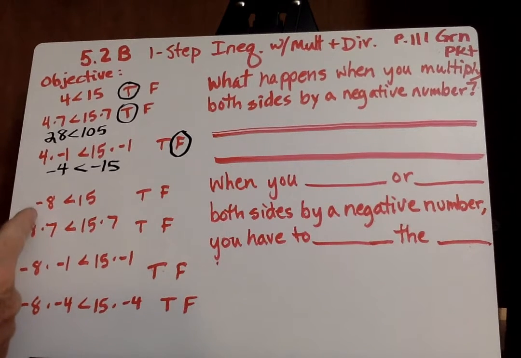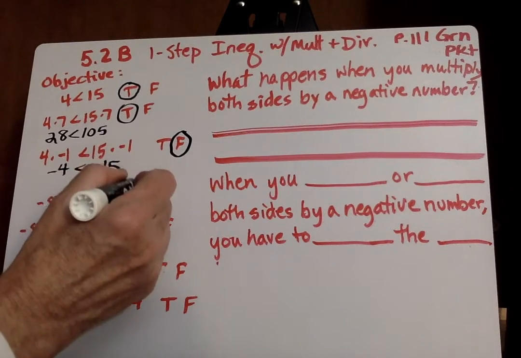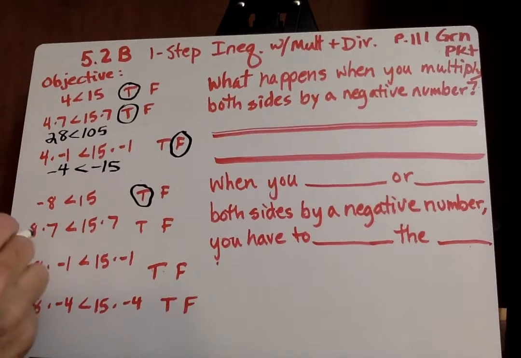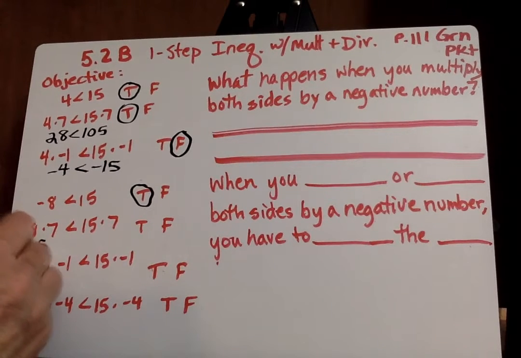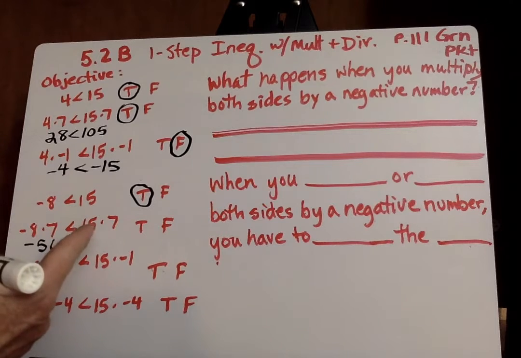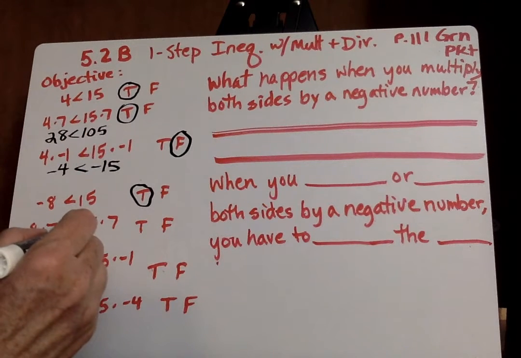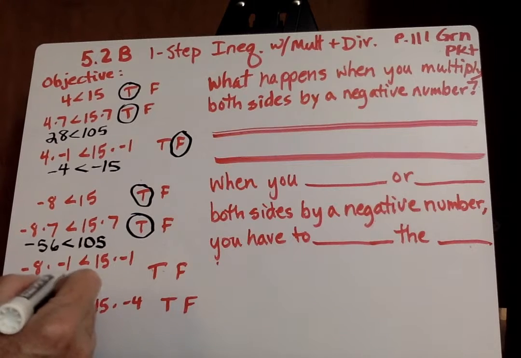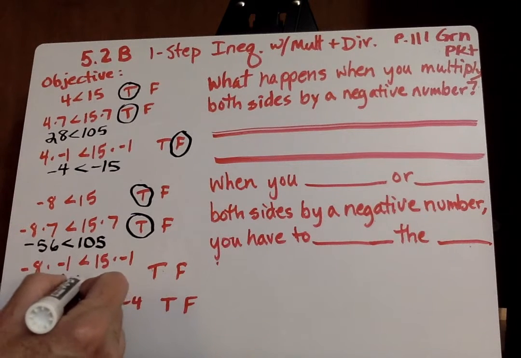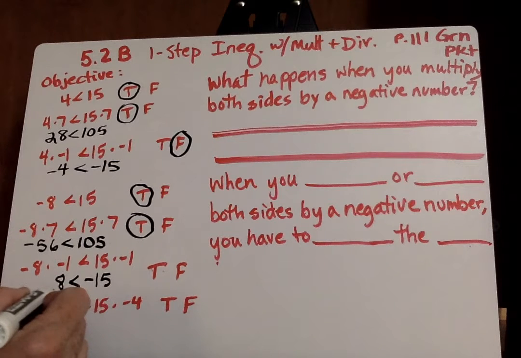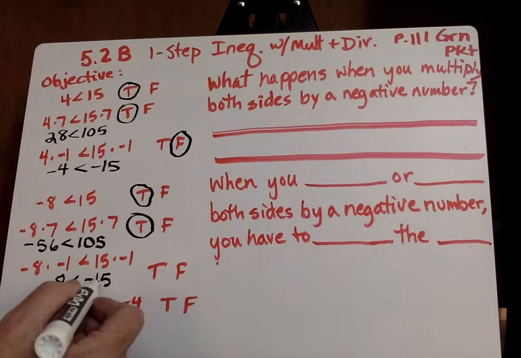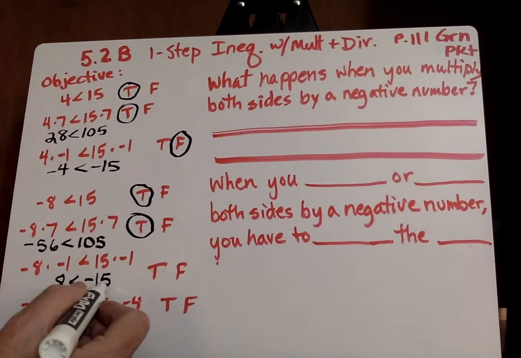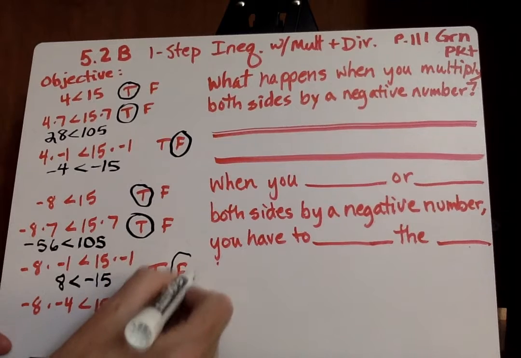Next, we go on to this. Is negative 8 less than 15? Yeah, that's true. Now, if I multiply by 7 on both sides, is negative 56 less than, what was 15 times 7? 105. Yes, it's still a true statement. Next, we're going to multiply by negative 1. Negative 8 times negative 1 is positive 8. Is that less than 15 times negative 1, which is negative 15? So an $8 gain or a $15 loss. Is 8 less than negative 15? No, so that one's a false statement.